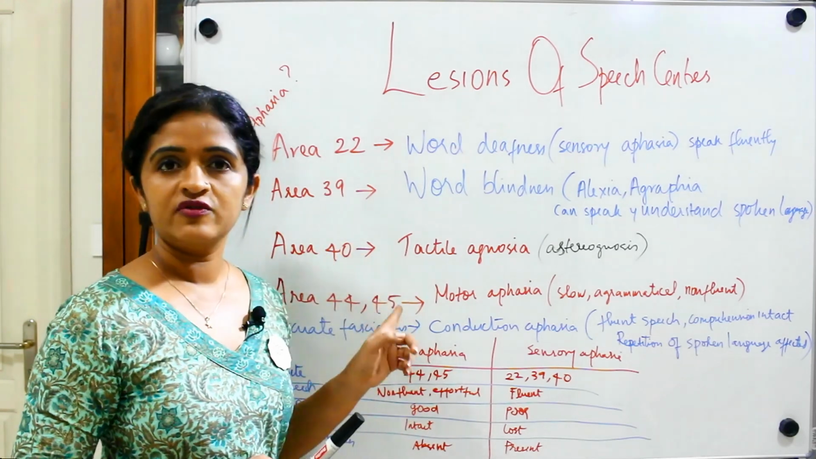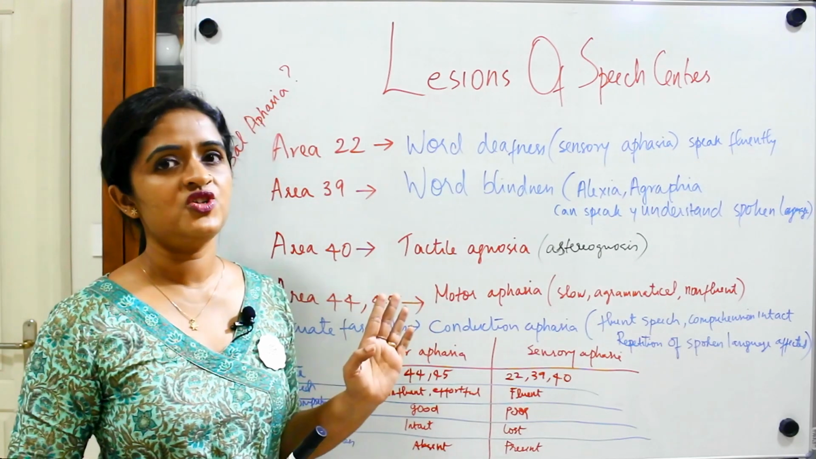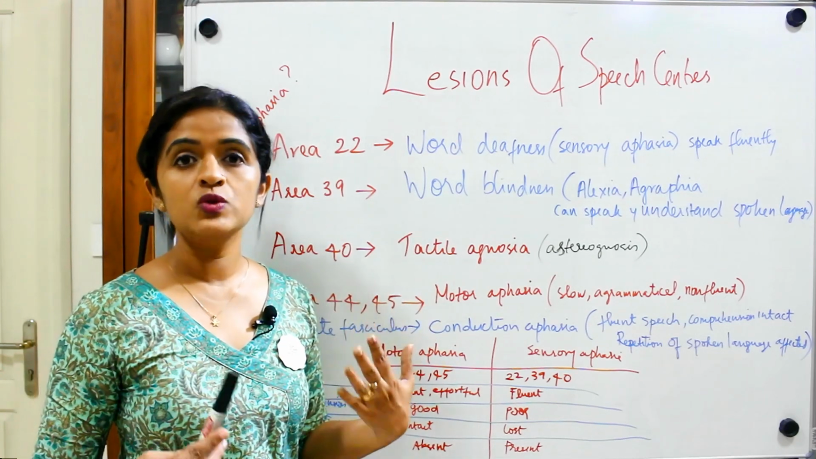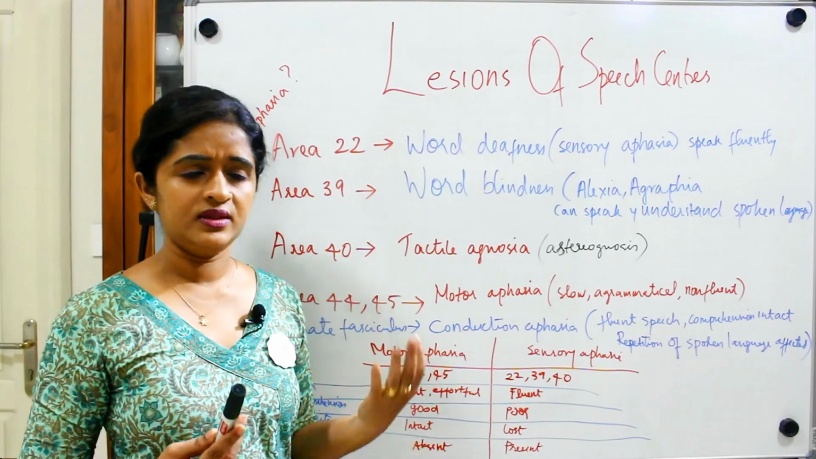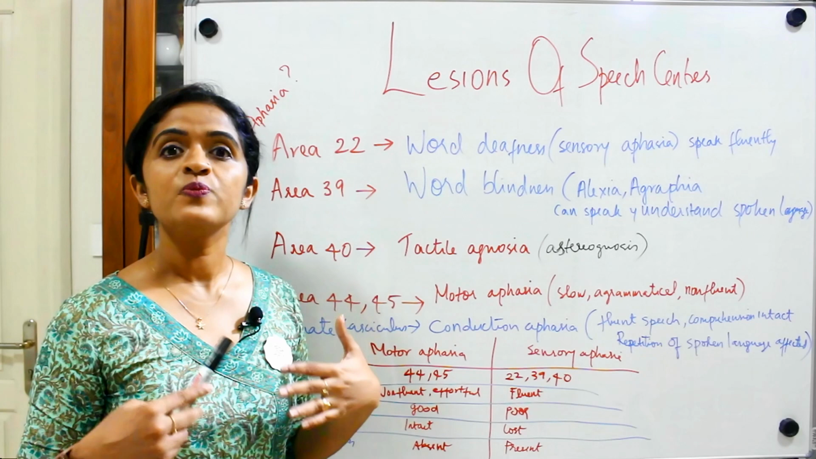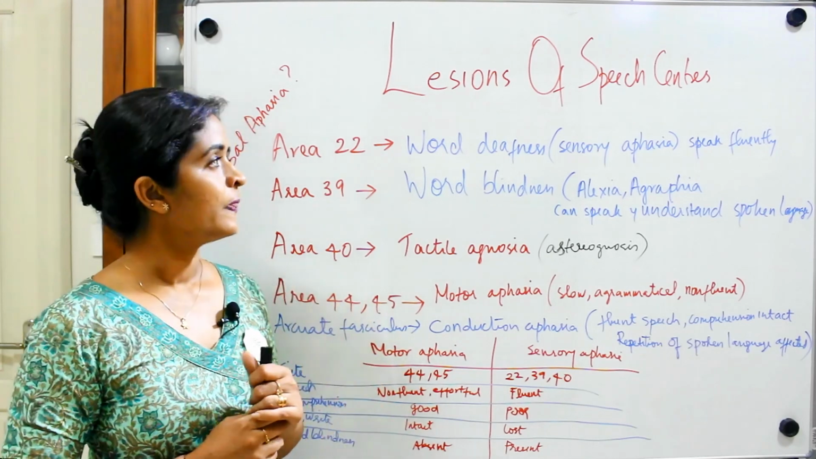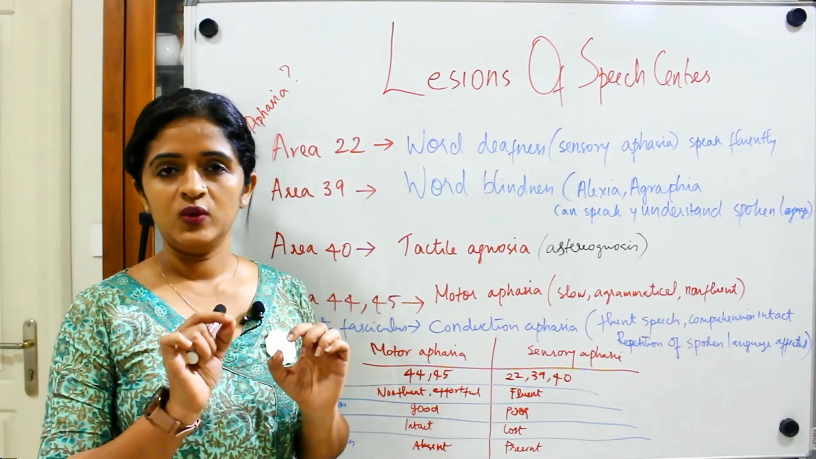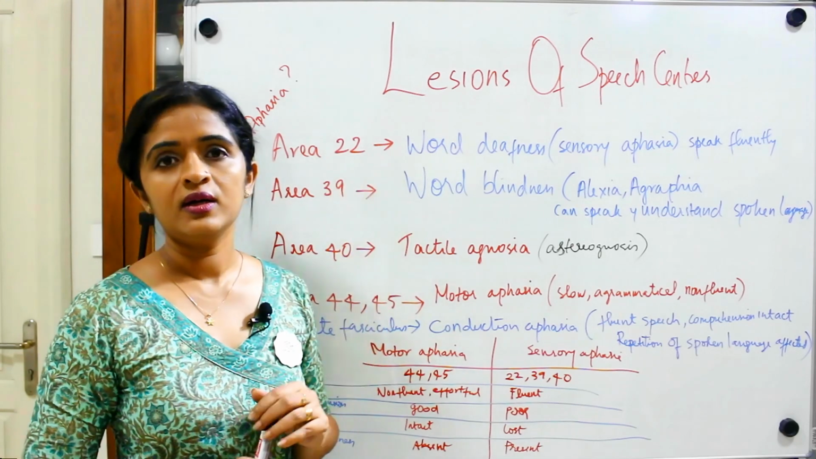And what about area number 44 and 45? They are motor speech areas which will help you to speak it out. That is, it is with the help of area number 44 and 45 you are able to speak a language. Okay, now let's see one by one what will happen if there is a lesion on each area.